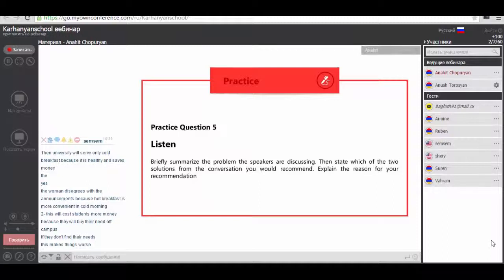The speakers discuss 2 possible solutions to the woman's problem. Briefly summarize the problem, then state which of the solutions you recommend and explain why. Begin to prepare your response after the beep.